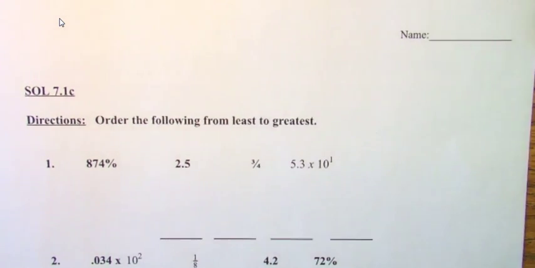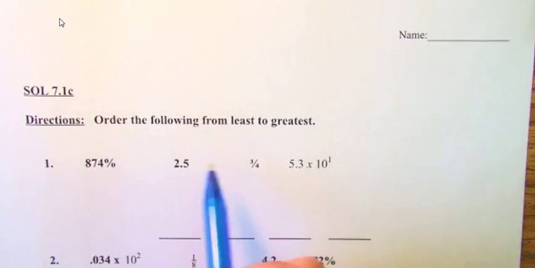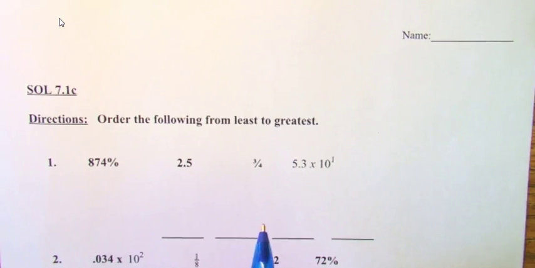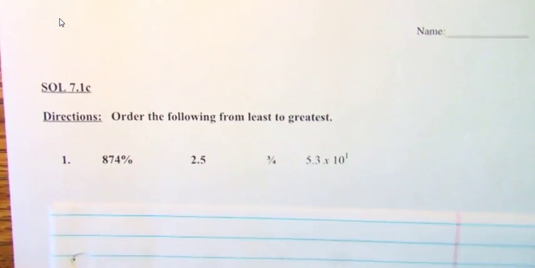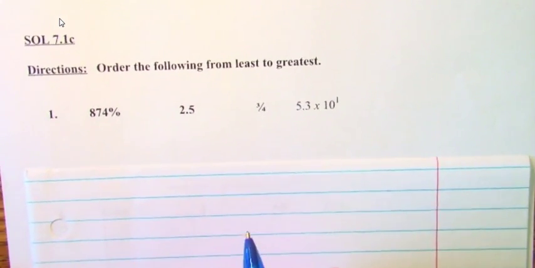For activity 5, the directions have asked us to order the following from least to greatest, and you're given 4 things in 4 different forms. I'm going to go ahead and tell you now you probably need to get scratch paper because it's going to look really messed up if you try doing all your work here. So let's look at number 1, where it asks us to order these 4 numbers.